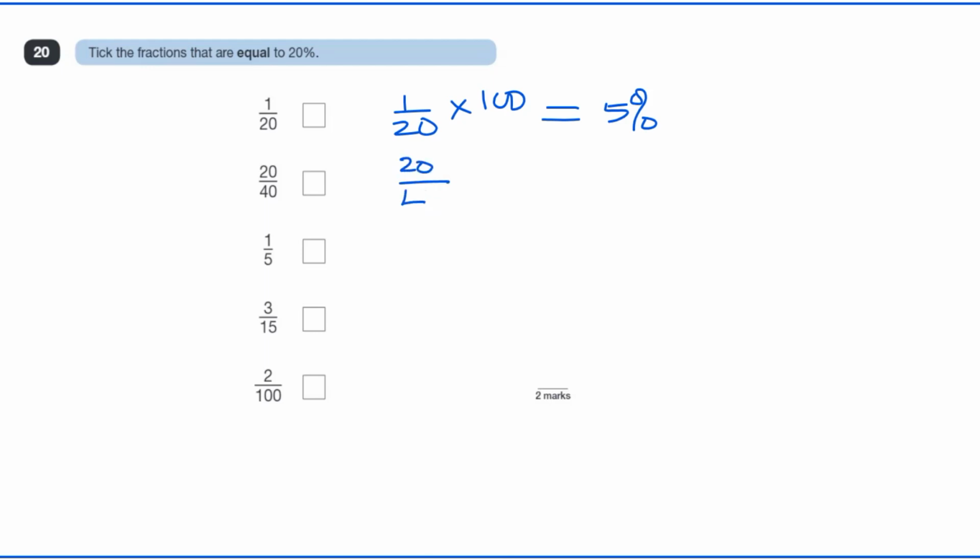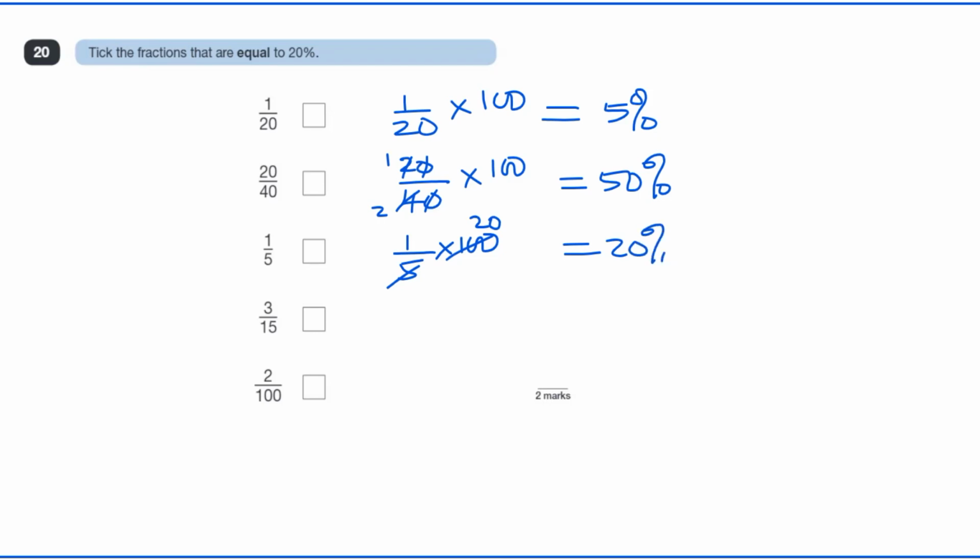20 over 40 times 100: cancel 0, 2 ones, 2. 100 divided by 2 is 50%. 1 over 5, that could be the answer. 5 goes into 20, so that is 20%. So that could be the answer. But further, we are going to do further.